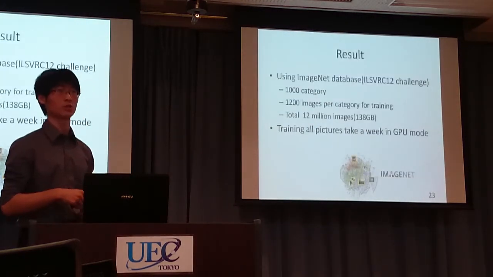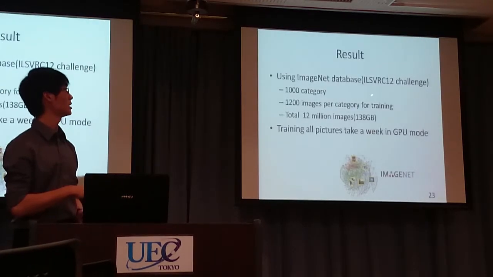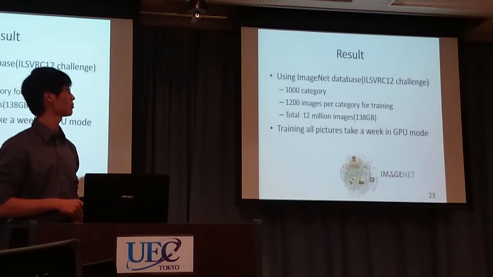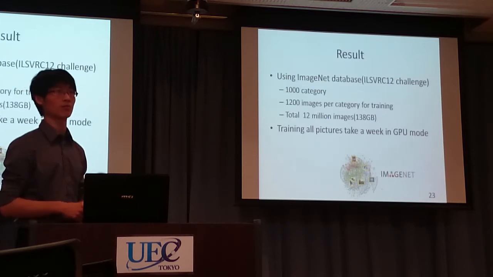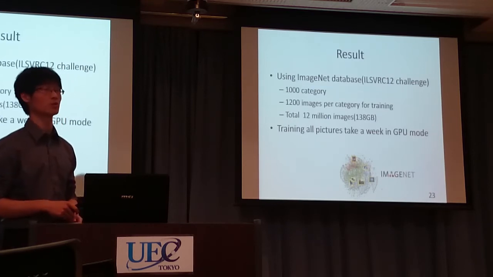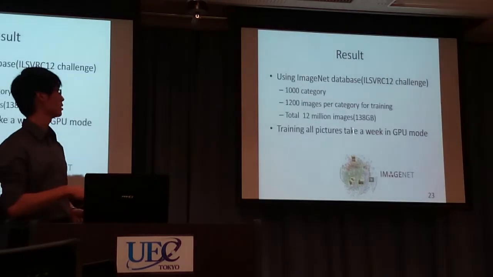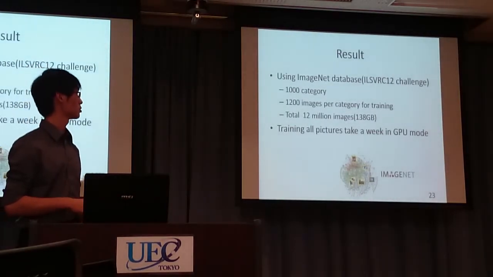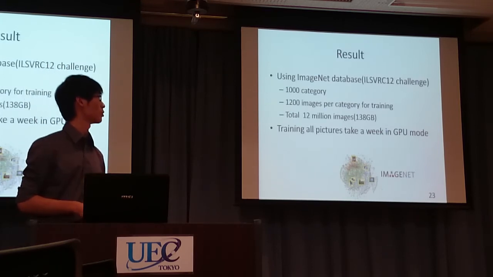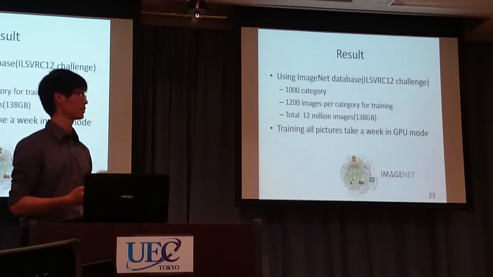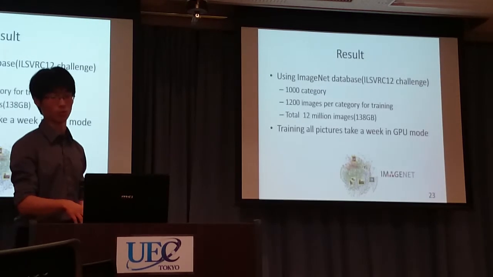As for results, I use ImageNet. The database is from the 2012 challenge. We have 1,000 categories, and every category has 1,200 images for training. All the images total 1.2 million, and I used them to train the whole database in GPU mode in one week.